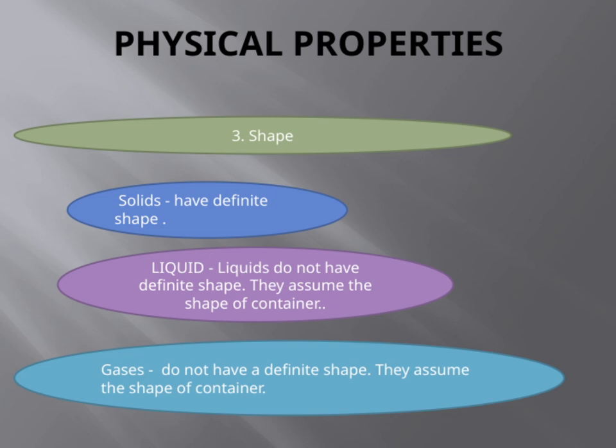Recognizing whether a substance is a solid, liquid, or gas can tell us a lot about its behavior and how it interacts with its environment. This is an important part of understanding the physical properties that define different states of matter.